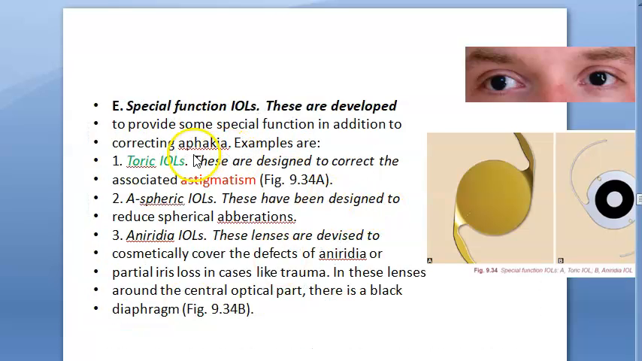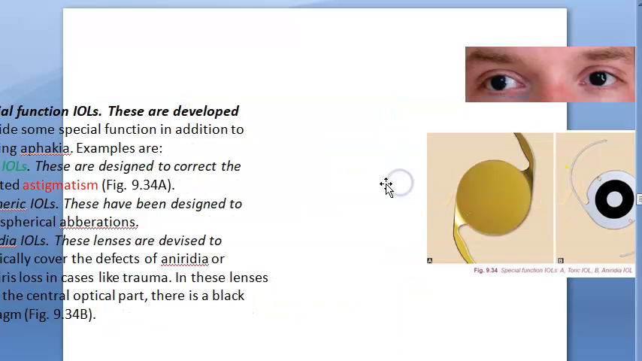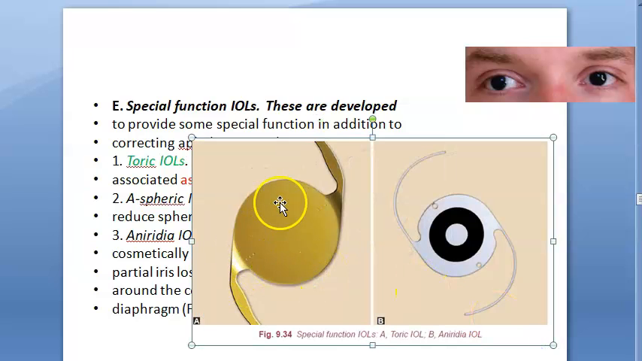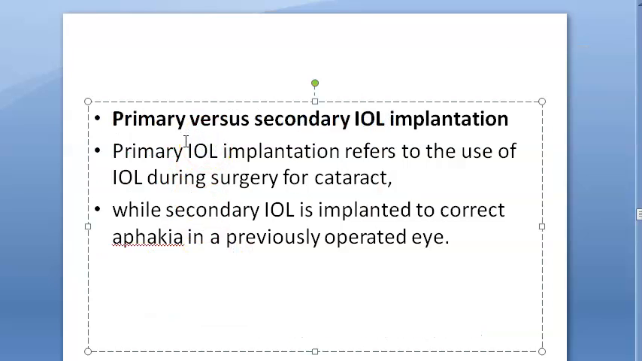Then you have special function IOLs like Toric IOLs. Toric is to correct astigmatism. You have aspheric IOLs to reduce spherical aberrations. Aniridia IOLs to cover the defects of aniridia. So this one is showing a toric IOL, and this one is showing an Aniridia IOL. See, it kind of shows an iris. It's just for cosmetic purpose. Okay, so we are still looking at the types of IOL.